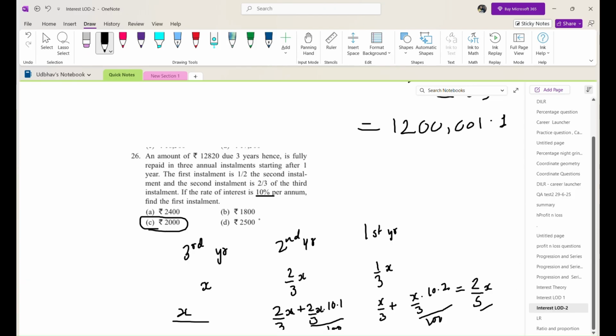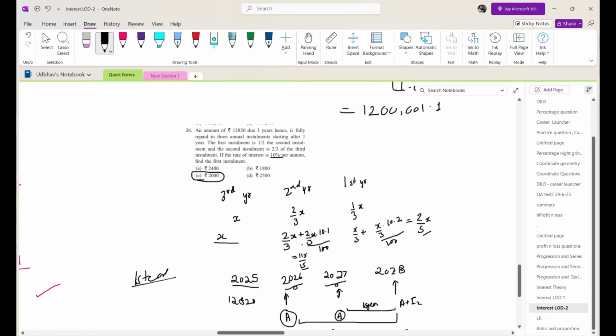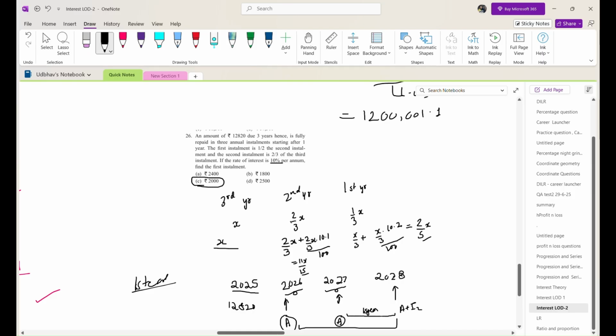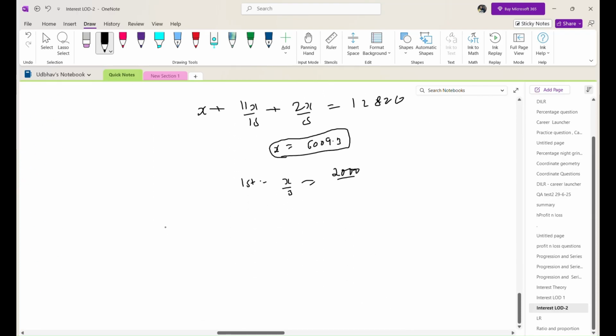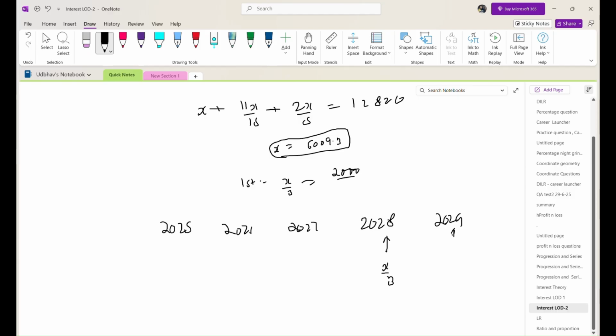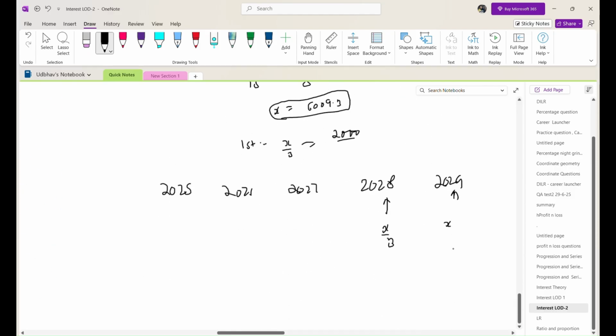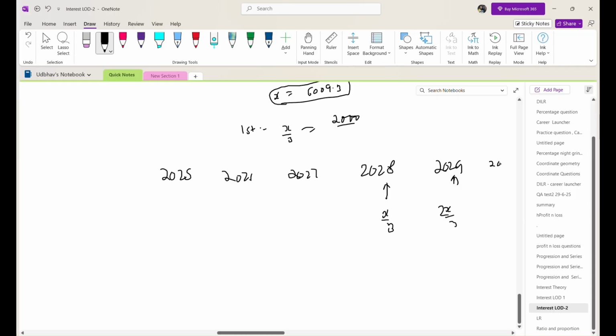But this is a trickier question. Now what if we go by that method? What if we are not paying it in 2025 only, we are paying it after the bank asks for it? So I borrowed the money in 2025, 2026 passes, 2027 passes, so now it is 2028, and I start paying here. My first installment of x by 3 is here, then in 2029 the second installment of 2x by 3 is here, and in 2030 my third installment of x is here. Earlier I paid on these three years, but now I'm paying starting from 2028. So that's the difference between the two approaches.